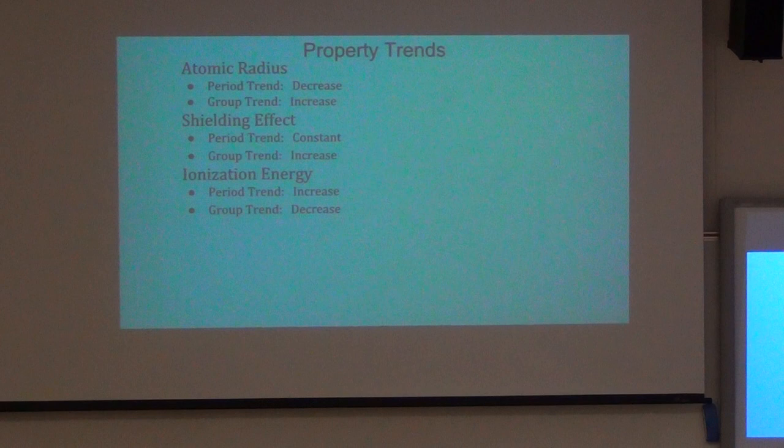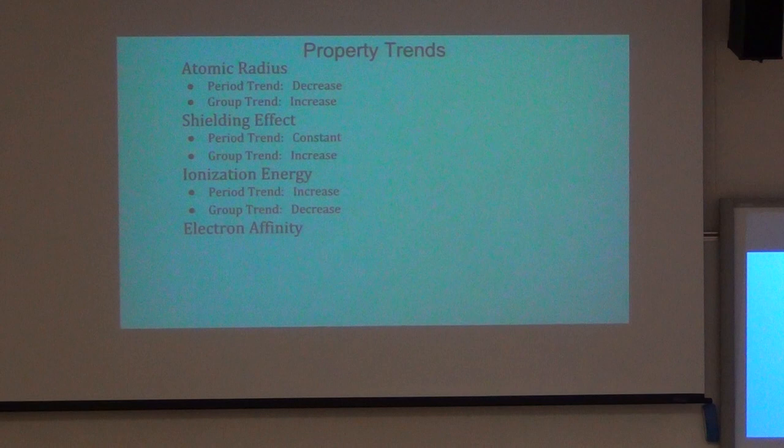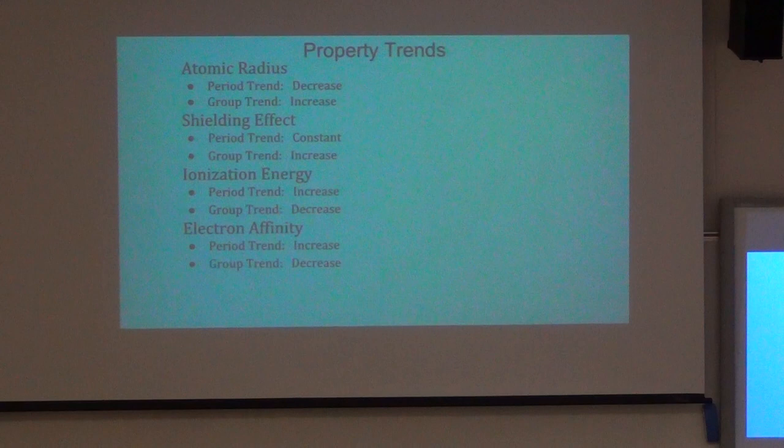And the next one was electron affinity. That's the amount of energy that's involved with adding an electron to the outside of an atom. So the period trend increases as we go across from left to right. So that's the period trend. The group trend as you go down decreases.